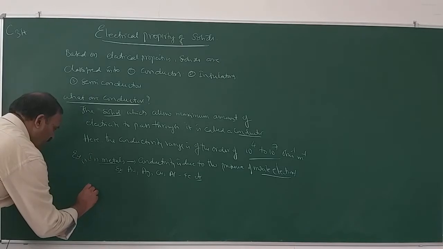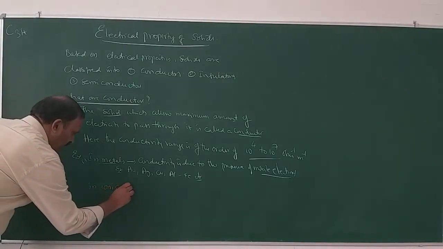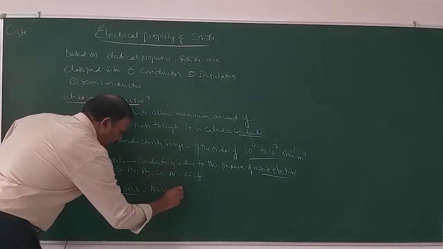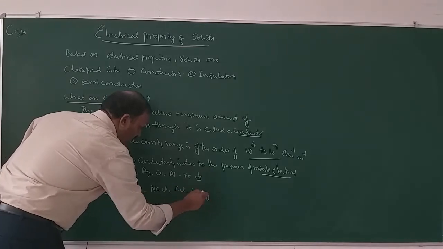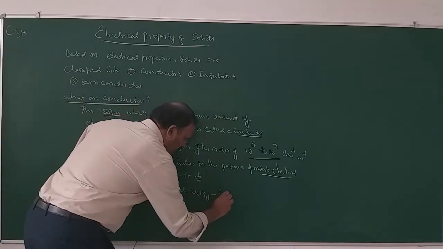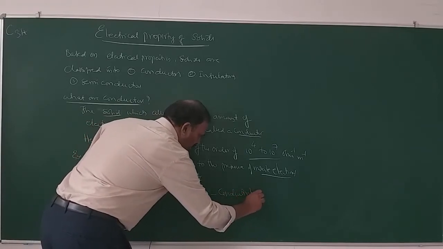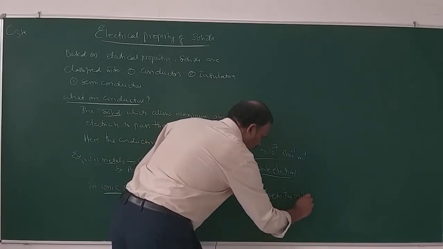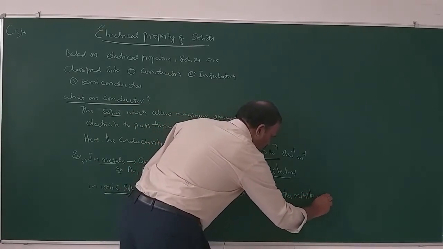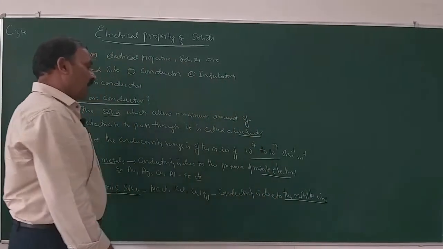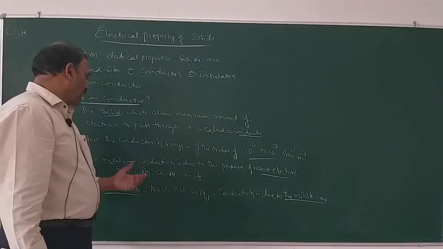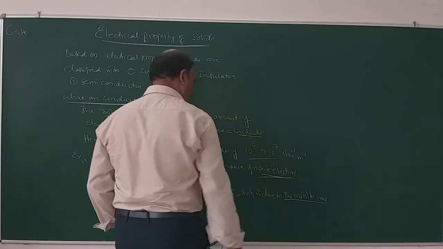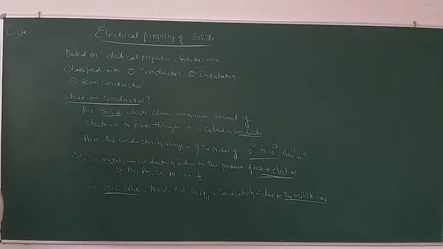Number 2, in ionic solids like NaCl, KCl, CuSO4, etc., conductivity is due to the mobile ions. So, in ionic conductors, ions are responsible for conductivity. In metals, mobile electrons are responsible for carrying current.